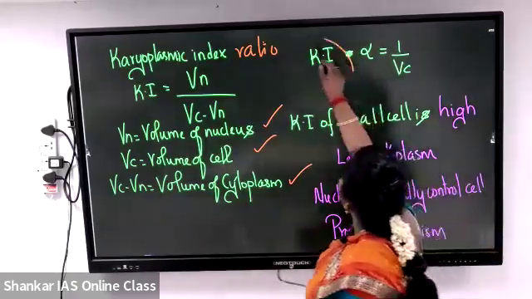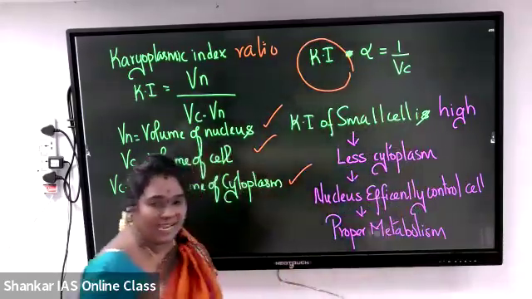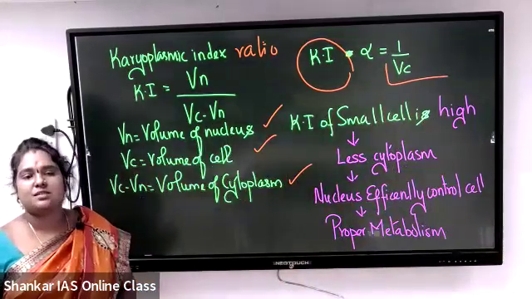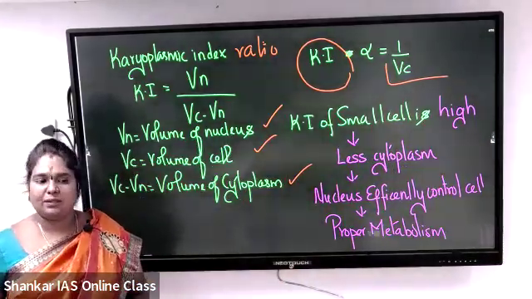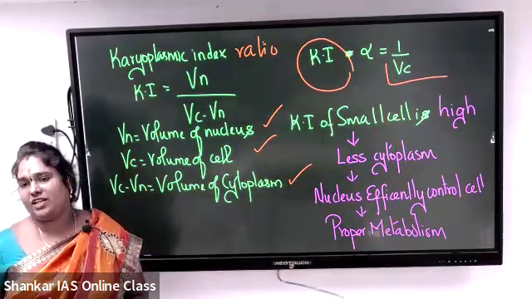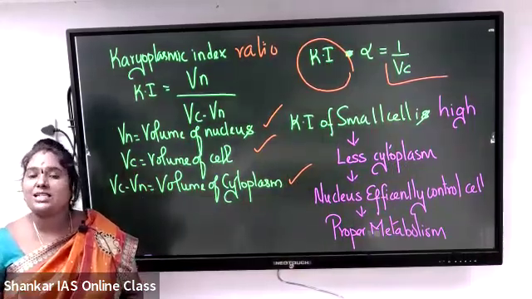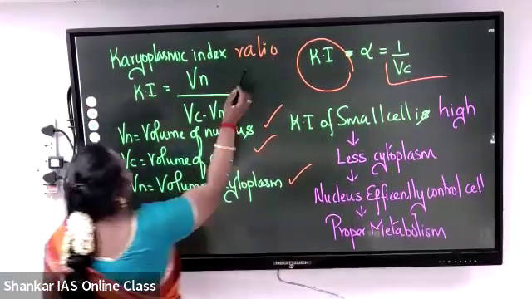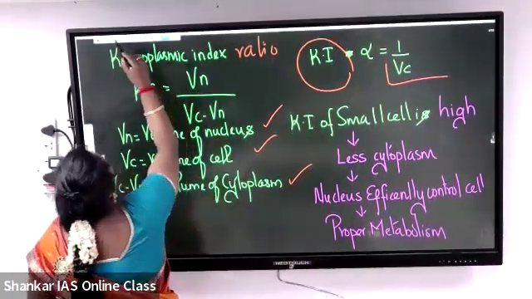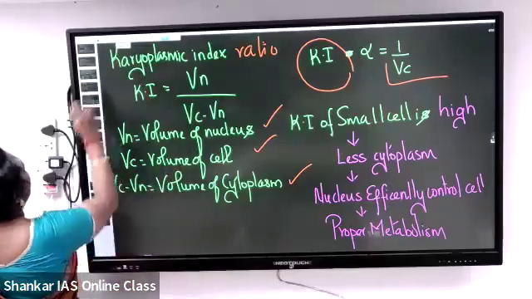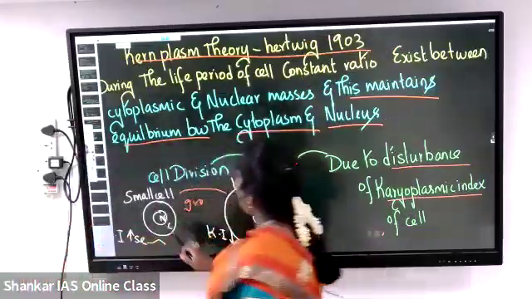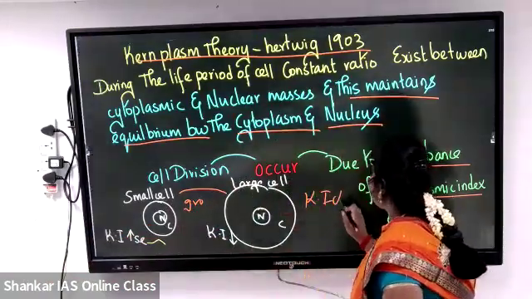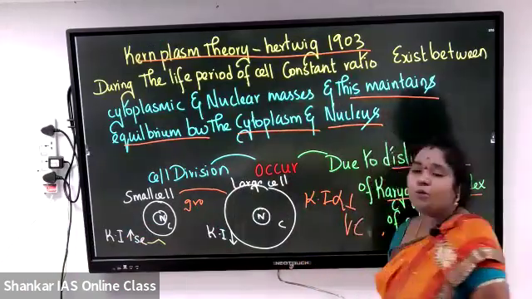The karyoplasmic index is inversely proportional to the volume of the cytoplasm or the volume of the cell. For example, when a cell is very small, the karyoplasmic index ratio will increase. Come to the previous slide, you will have a detailed idea now, you will get the picturization. What did I explain here? When the cell is small, what is the formula? The karyoplasmic index is inversely proportional to the volume of the cell.